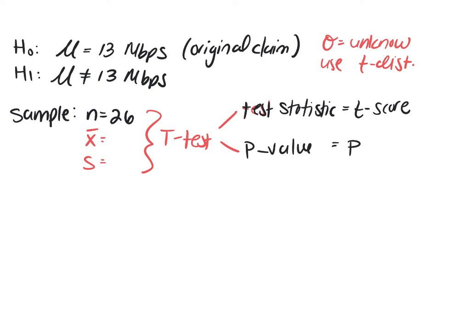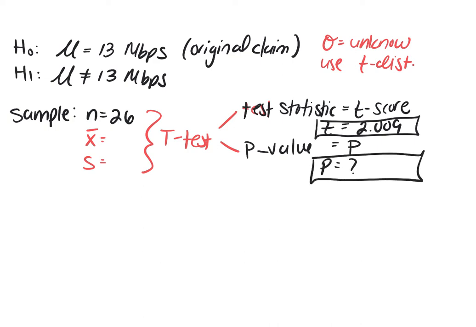In this particular problem, what we're given instead is it seems like they've already done the hypothesis test. They've already done that t-test. And they tell us that our test statistic, our t-score, is 2.009. So what we need to do is figure out what is the p-value that corresponds with that test statistic.